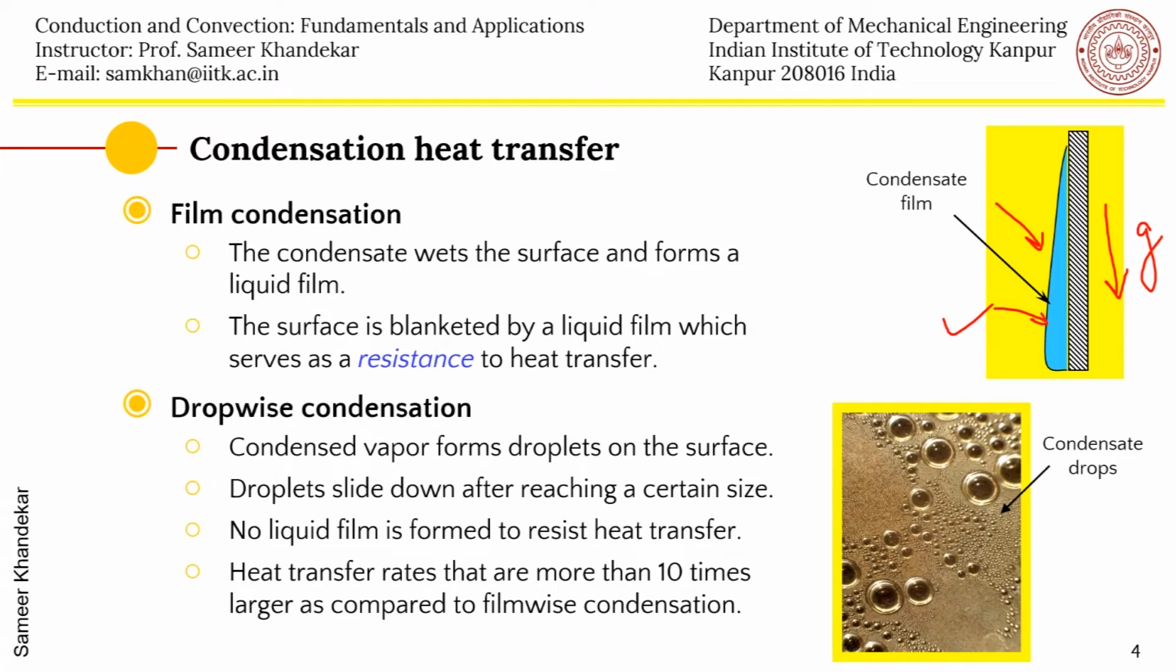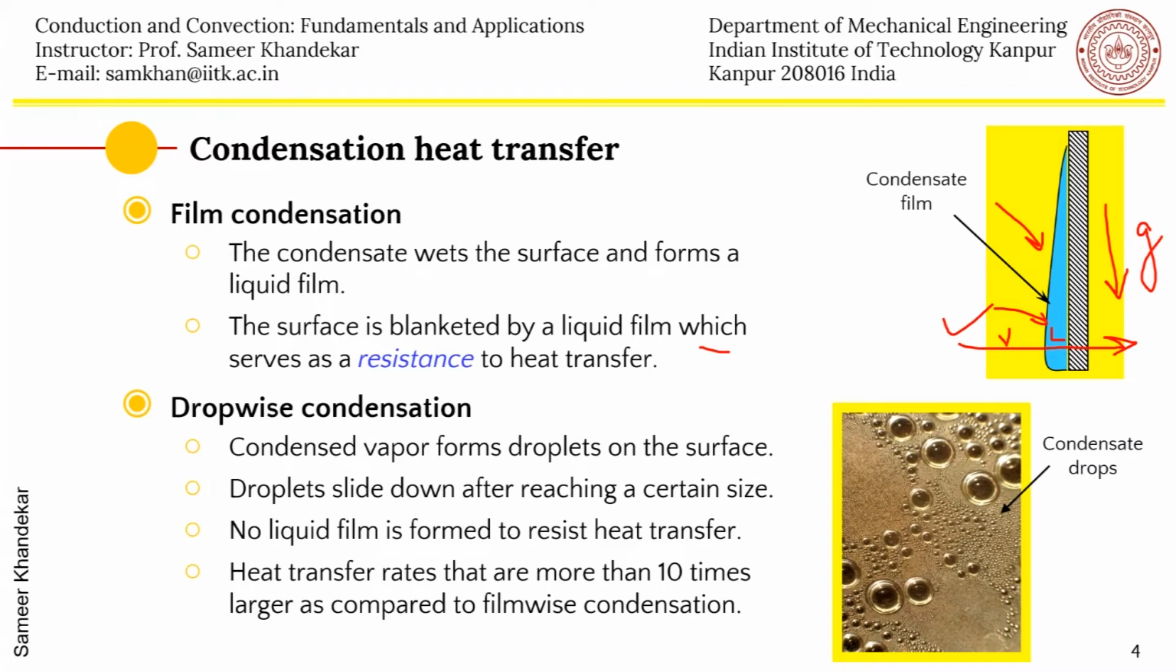The surface gets blanketed by a liquid film which serves as a resistance to heat transfer. The heat has to get transferred from here because it is vapor here, and liquid gets converted. So the latent heat which is generated has to pass through this film. And as you know, most liquids are low thermal conductivity fluids, and therefore this gives a resistance to heat transfer, and this is what we will try to analyze in the later part of the lecture.